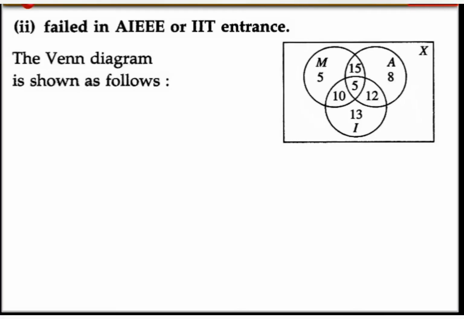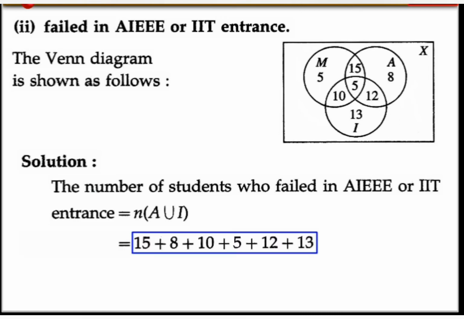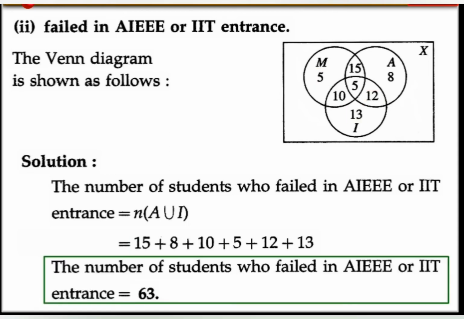Number 2. Failed in AIEEE or IIT entrance. Solution. The number of students who failed in AIEEE or IIT entrance would be the number of elements in A union I. So it is 15 plus 8 plus 10 plus 5 plus 12 plus 13, that is 63. So the number of students who failed in AIEEE or IIT entrance is 63.